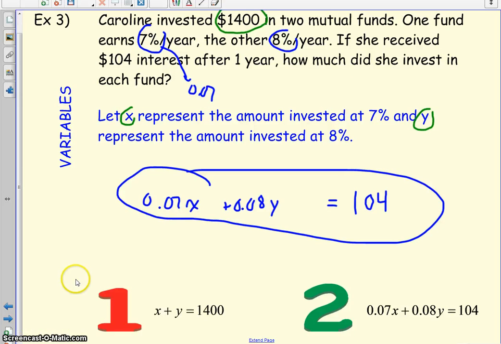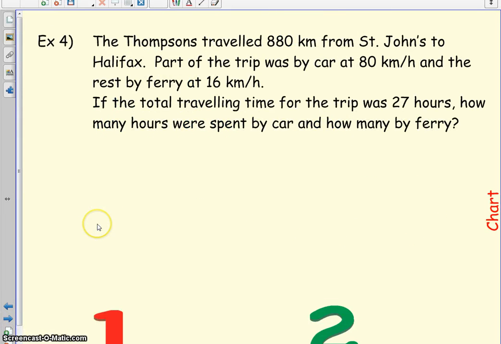Okay, one last one, and this one's a little bit different. We have a lot going on in this question, so I'll walk through this one together with you. We have a family, they travel 880 kilometers from St. John's to Halifax. They do part of the trip by car, traveling 80 kilometers an hour, and the rest of it by ferry at 16 kilometers an hour. We're told that they travel 27 hours in total, and we just want to figure out how many hours they spend in the car and how many by ferry.